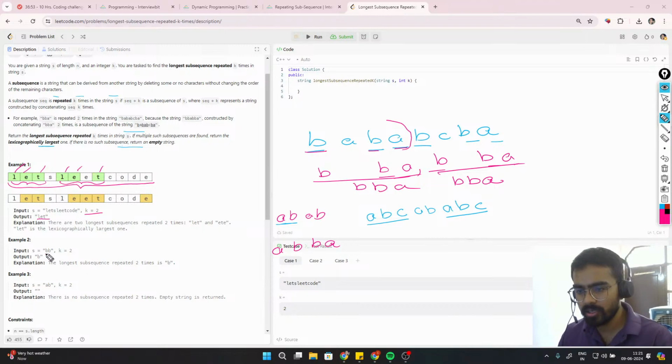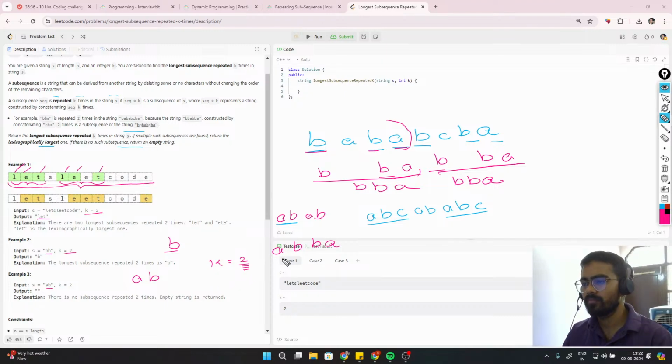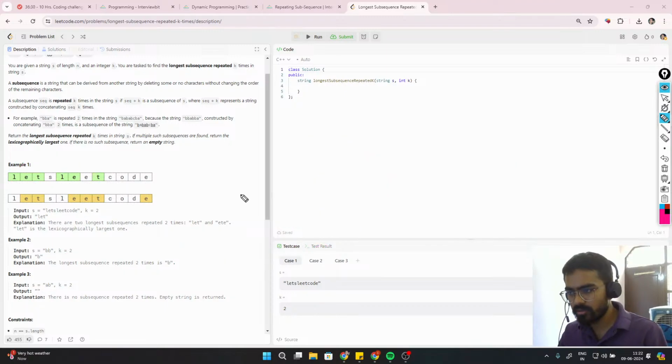Now BB and K2. So one B is there which is repeated twice. AB, there is no subsequence which is repeated two times. So what I can say here, I need to return the longest possible. Okay, so let's break it down into smaller pieces and see what can we do.